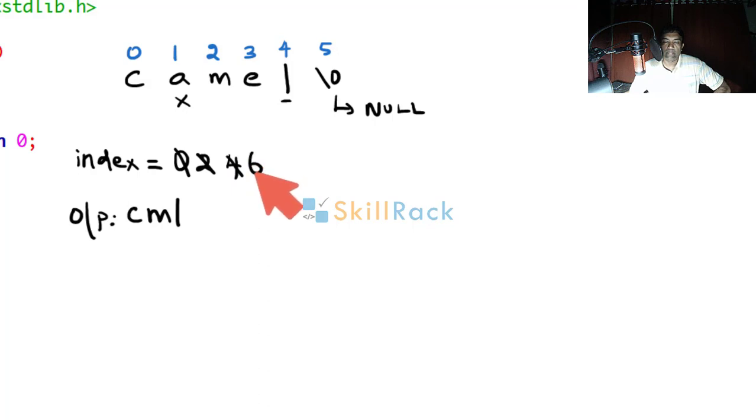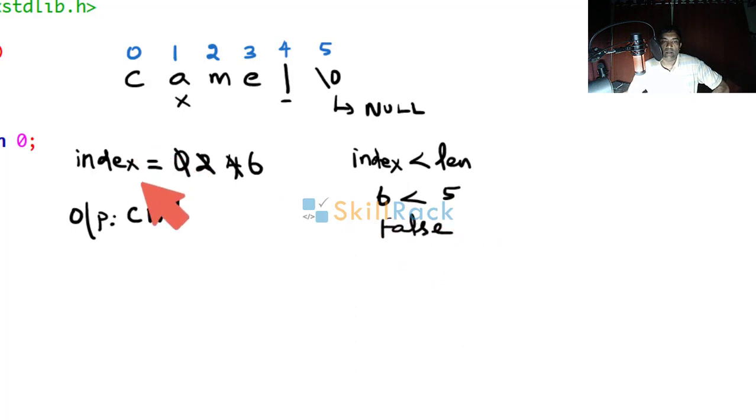It becomes 6. But now we must have the exit condition, okay, as index less than len. So what is the length of this string? It is 5, because 5 characters are there, CAMEL. So we have to check index less than len. What is len here? 5. What is the current index value? It is 6. So is 6 less than 5? No, it is false. So we must stop. Now the output of the program will be CML.